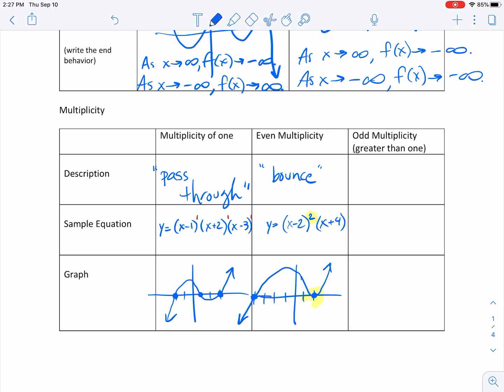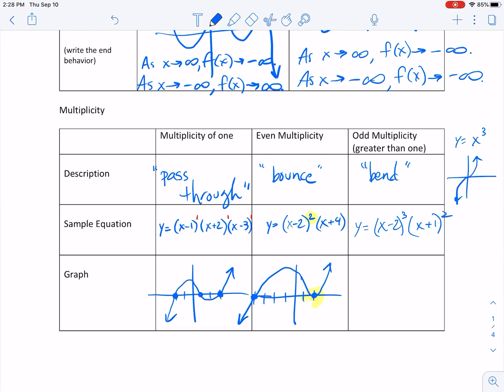Okay, I want to get rid of that. There it goes. An odd multiplicity greater than 1, this is where it will bend. So you could think about the parent function y is equal to x cubed. That one kind of bends here at the origin. It could be somewhere else. We could have x minus 2 cubed. We could even have an x plus 1 squared.